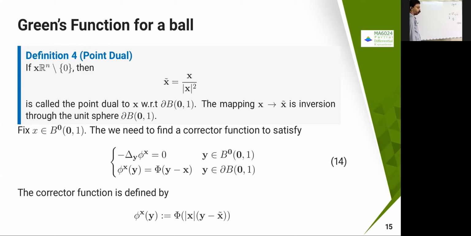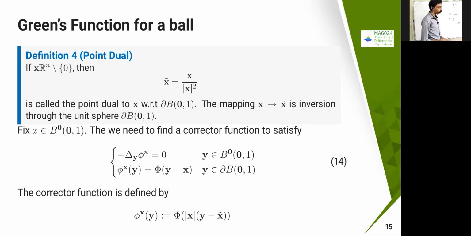So what it is going to do is that the mapping x to x-bar is the inversion. It is nothing but an inversion through the unit sphere, meaning it is going to bring everything to the unit sphere. Almost the same kind of logic you can see in the Riemann projections, which I think you may see in the complex analysis course. Same kind of thing. So this is the inversion through the unit sphere.